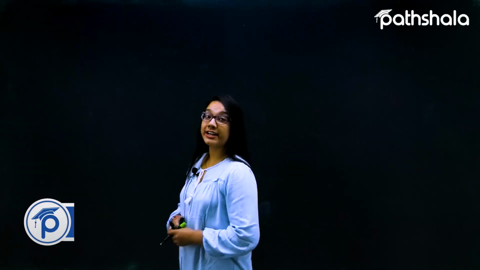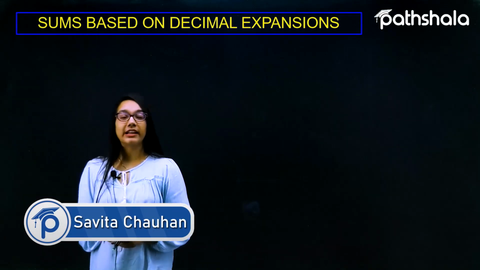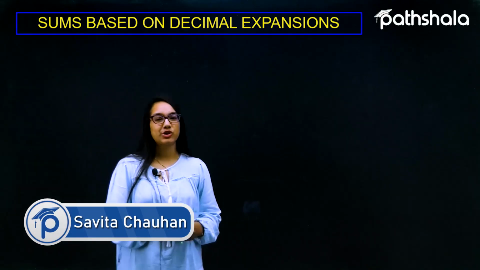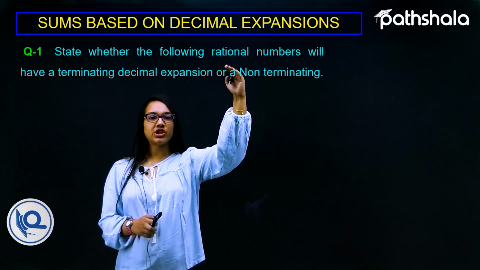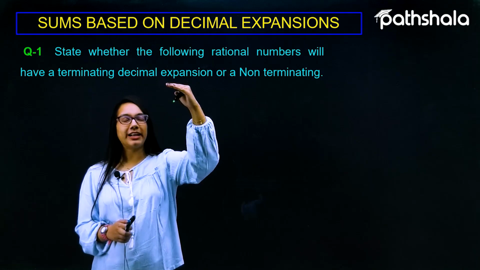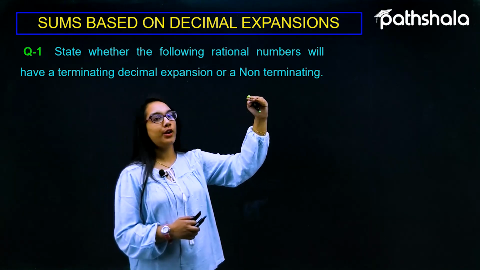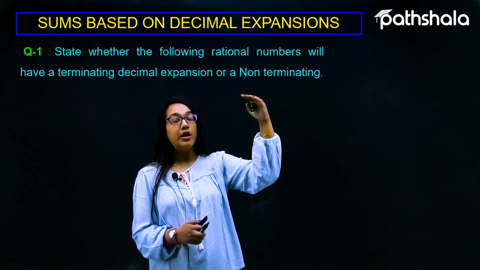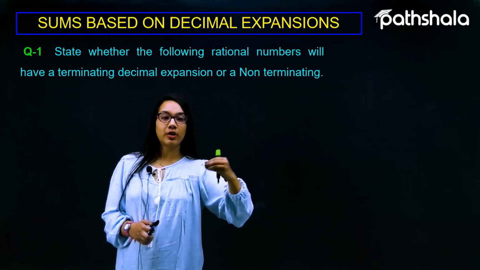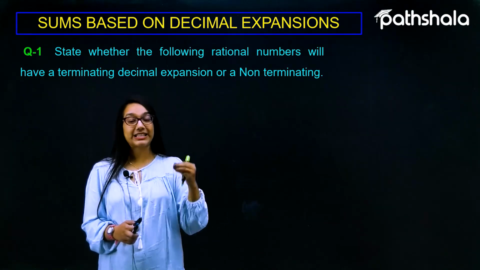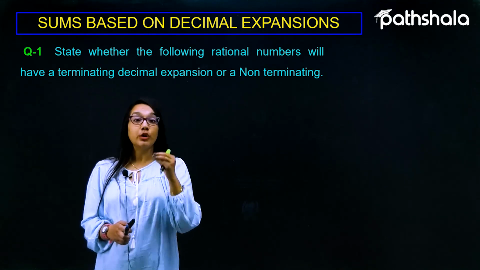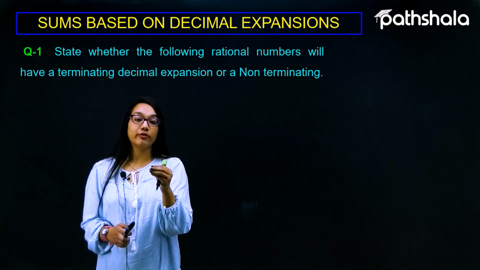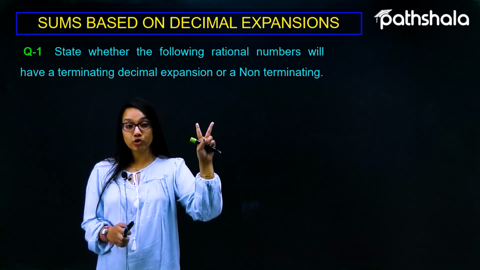Let's just move on further and discuss some of the questions that are related with the decimal expansion. The first question says, state whether the following rational numbers will have a terminating decimal expansion or a non-terminating one. So we already know about theorem number 1, which says that any particular rational number has a decimal expansion of the type terminating if it follows two conditions.